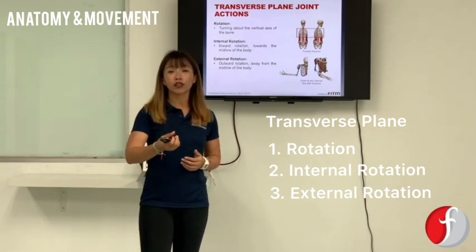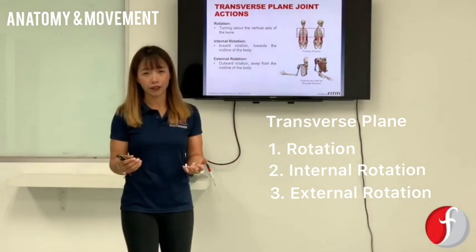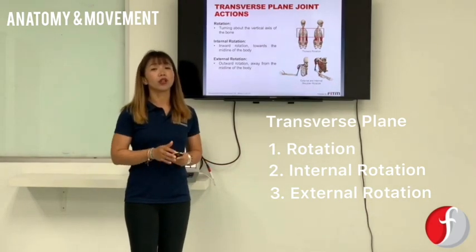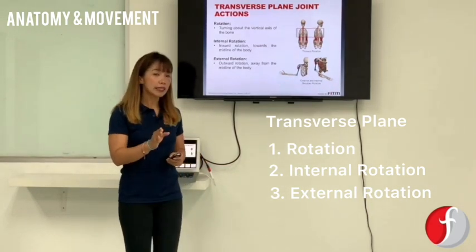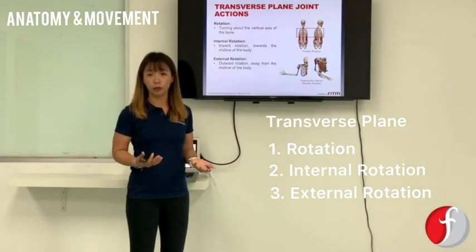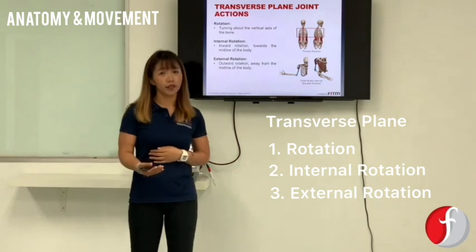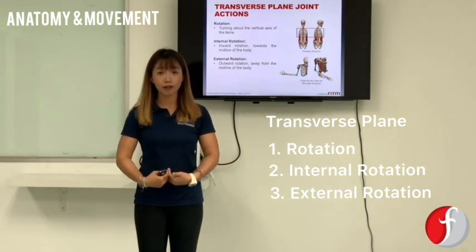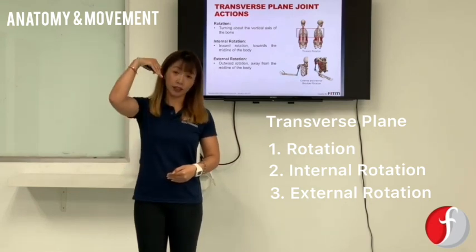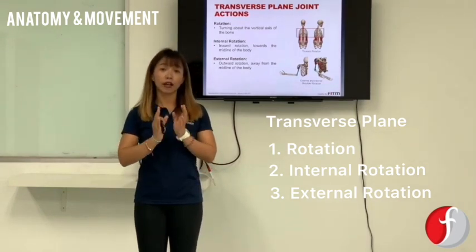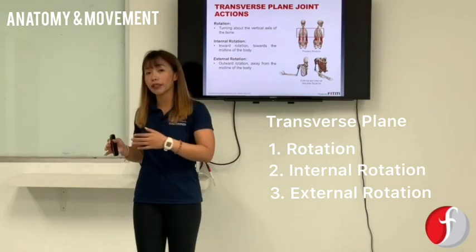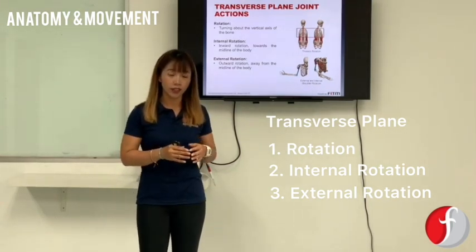Now I know in the English word rotation it can mean anything, but in joint action, we will look at rotation and we will understand that it means turning about the vertical axis of the bone. So I'm going to give you an example. Let's say if I were to perform a spine rotation, I'm going to look into my spine, and the vertical axis of my spine basically runs this way. So if I'm going to turn around the vertical axis of my spine, it's going to look like this. So this will be a spine rotation.